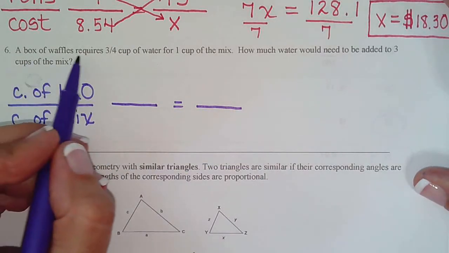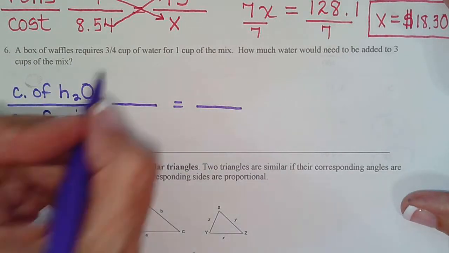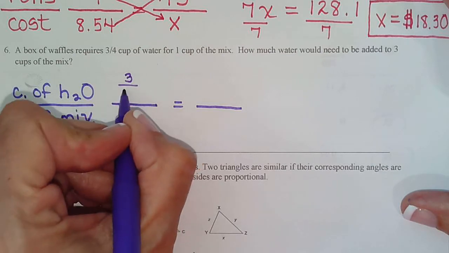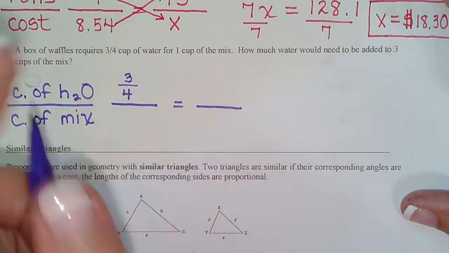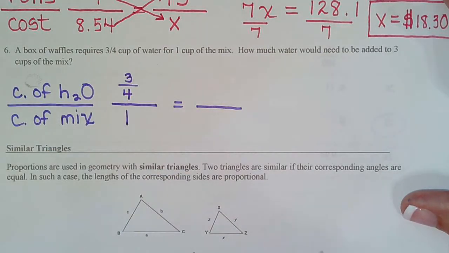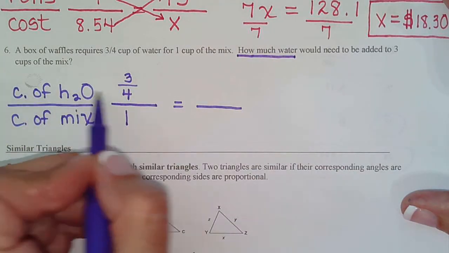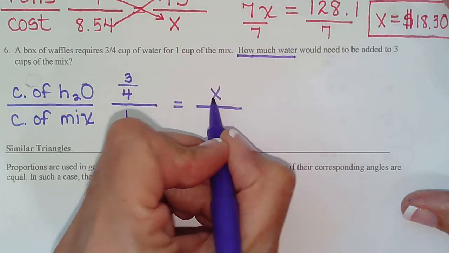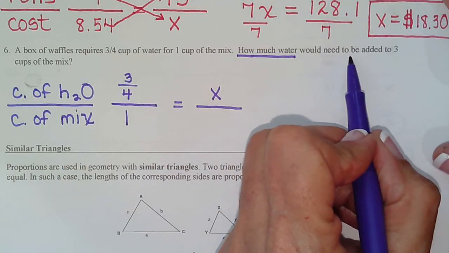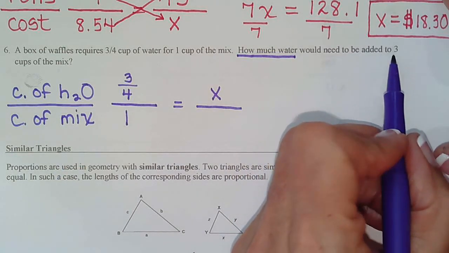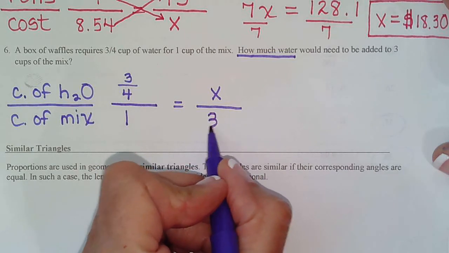So it says 3/4 cup of water for 1 cup of mix. How much water, so that immediately says go to the water side and put X, need to be added to 3 cups of mix.